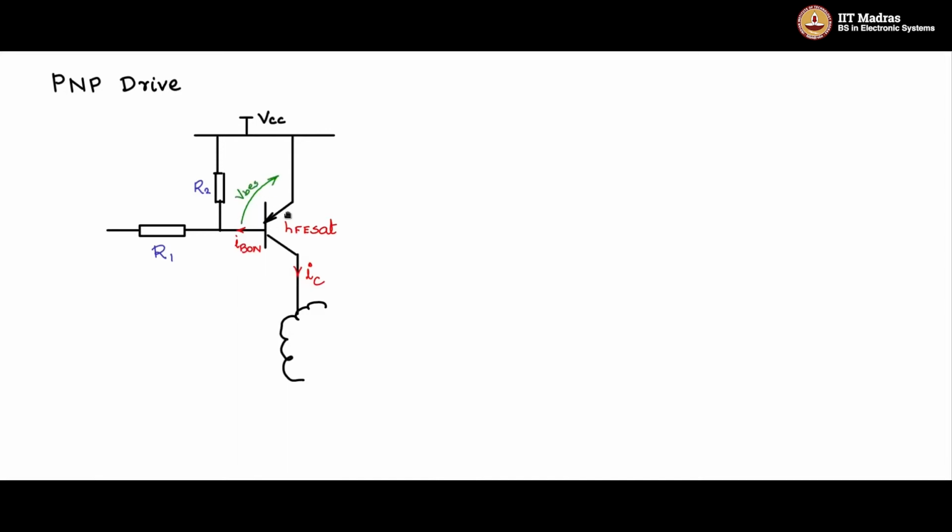This is VBE SAT. Like in the NPN circuit, R2 is given by VBE SAT by IB on, as an equal amount of IB on flows through like this. You have IB on flowing through in this fashion, in this direction, and VCC minus this potential divided by R2 will be the current flowing through this, and that current should be IB on. 2 IB on will flow through R1.